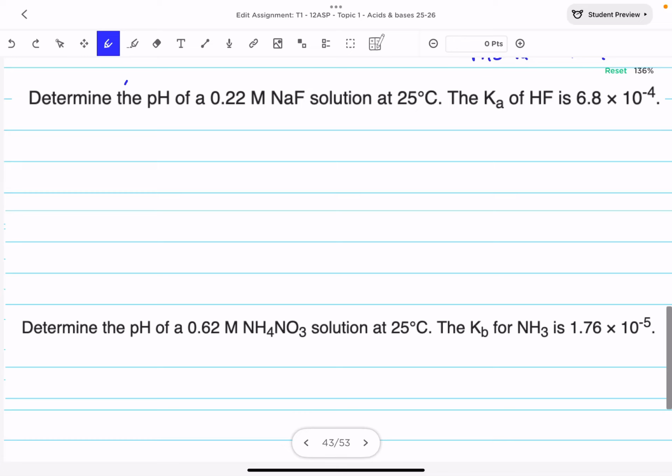0.22 molar sodium fluoride solution at 25 Celsius. Now the Ka of HF is 6.8 times 10 to the power negative 4. Before we proceed into solving this question, I just want to have an idea about the answer that I'm going to get, whether NaF is acidic, basic, or neutral.